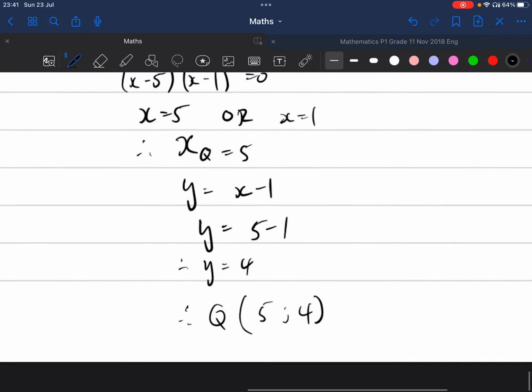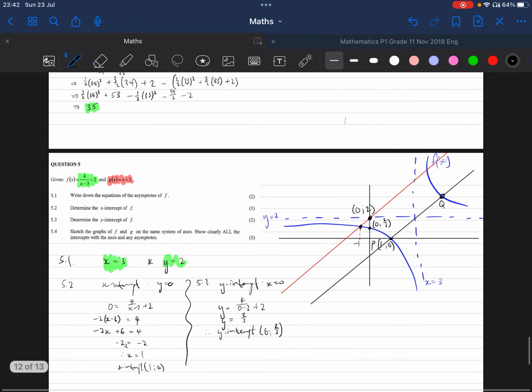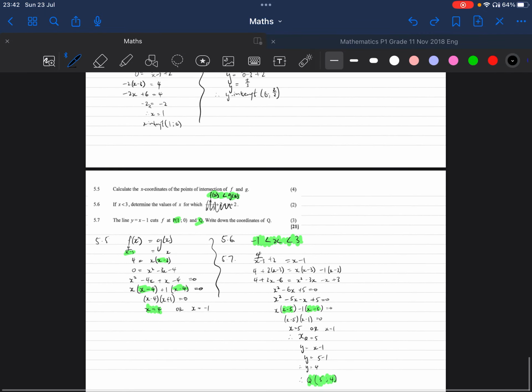Now let's think if that makes sense. We're saying that Q is at 5 and 4. Let's go back to our graph where we drew it in. Remember, this was the line y equals 2. So the fact that our point of intersection is above that there, we said this is at 5 and 4. The fact that this is at 4 means that that looks fine because it's above that line. And the fact that this is 5 and this line here was 3 and it's on that side of the line means that that also makes sense. So that's question 5 done.